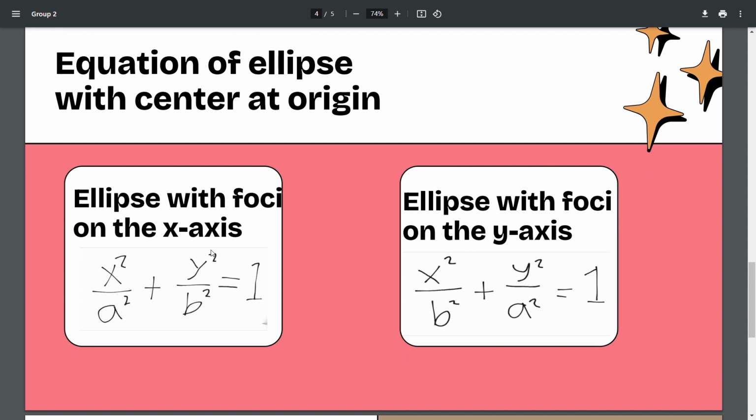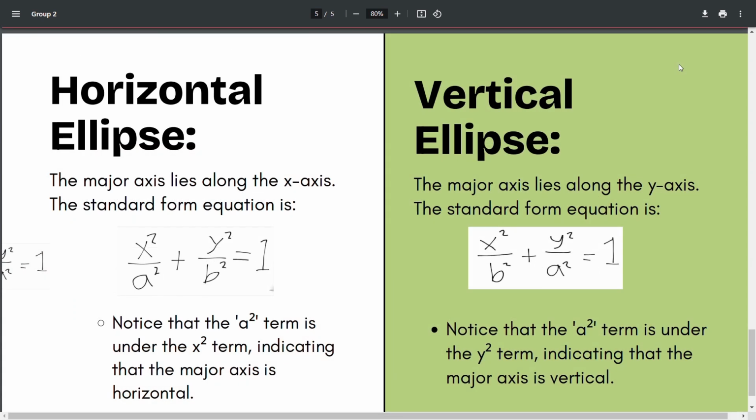Okay, class, so another topic, we have the horizontal ellipse and the vertical ellipse. So the horizontal ellipse, the major axis lies along the x-axis, and the standard form of equation is x squared over a squared plus y squared over b squared. And the vertical ellipse, the major axis lies along the y-axis, and the standard form of equation is x squared over b squared plus y squared over a squared equals 1.